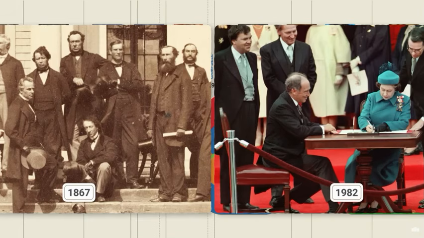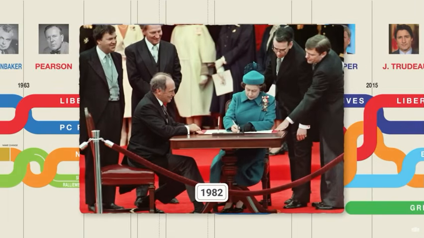The point is, it took a long time for Canada to actually become fully independent from Great Britain, and in fact, the process was not completed until April 17th, 1982. On that day, Queen Elizabeth II signed the Canada Act, which amended the Canadian Constitution, making it Canada's and Canada's only. It did not, however, make Canada a republic.